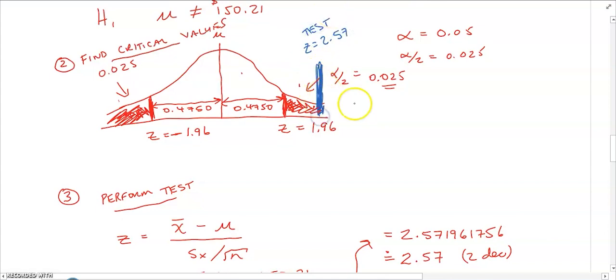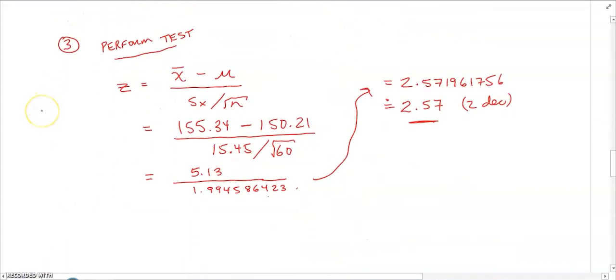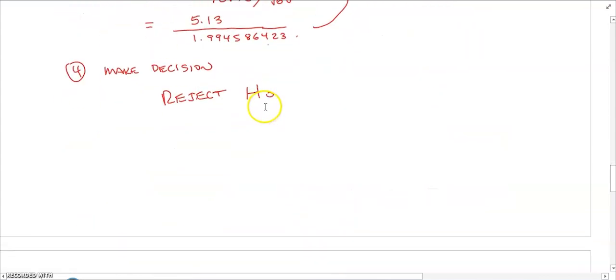So it's in the critical region, and our decision then is to reject H naught. So once again, step 4 is to make the decision. And our decision is reject H naught because it's telling us to do so. It's in the rejection region, or the critical region, right? It's in this area here. So now that we know we're going to reject H naught, we're going to make our final statement.